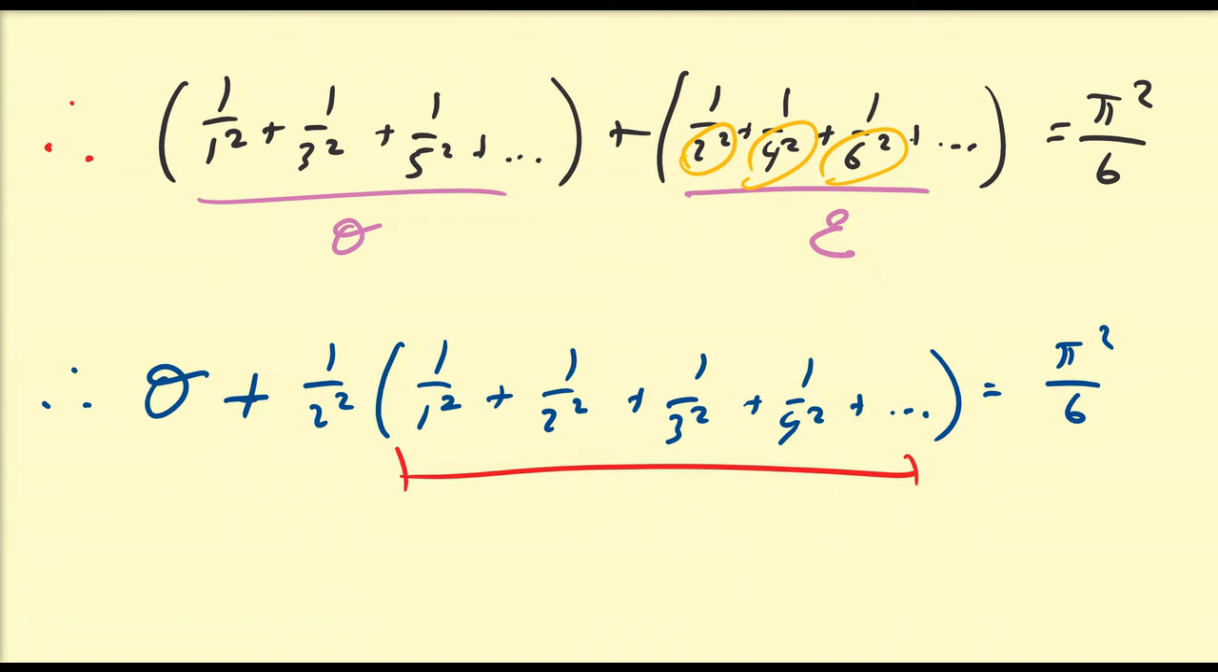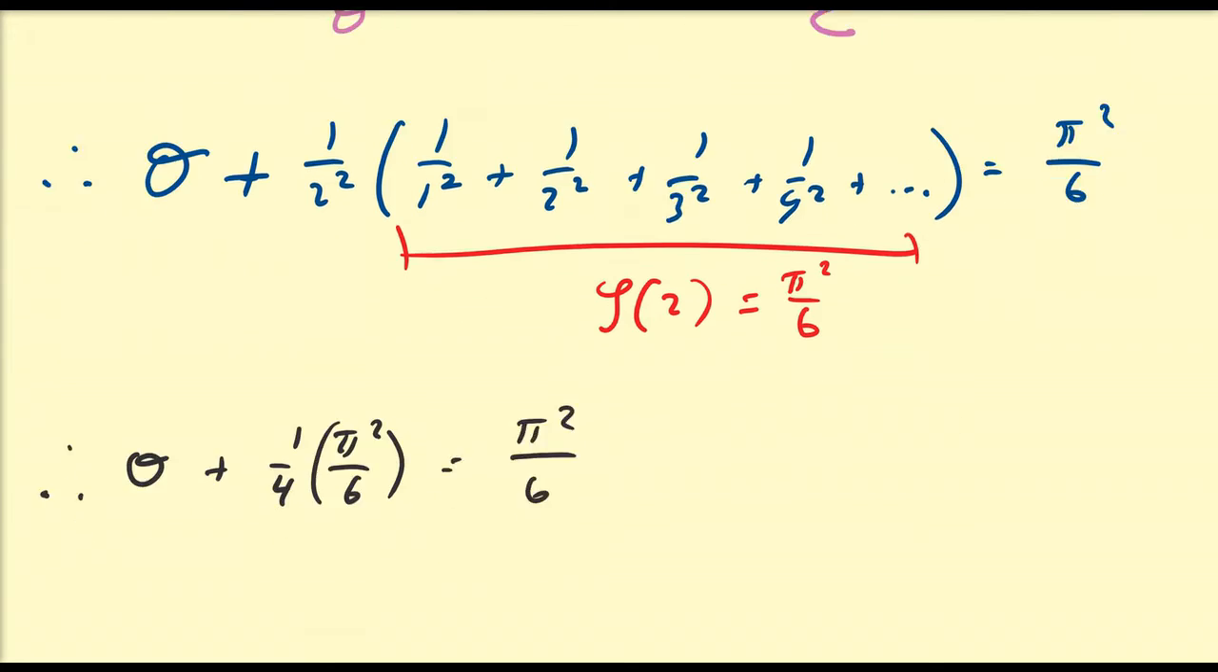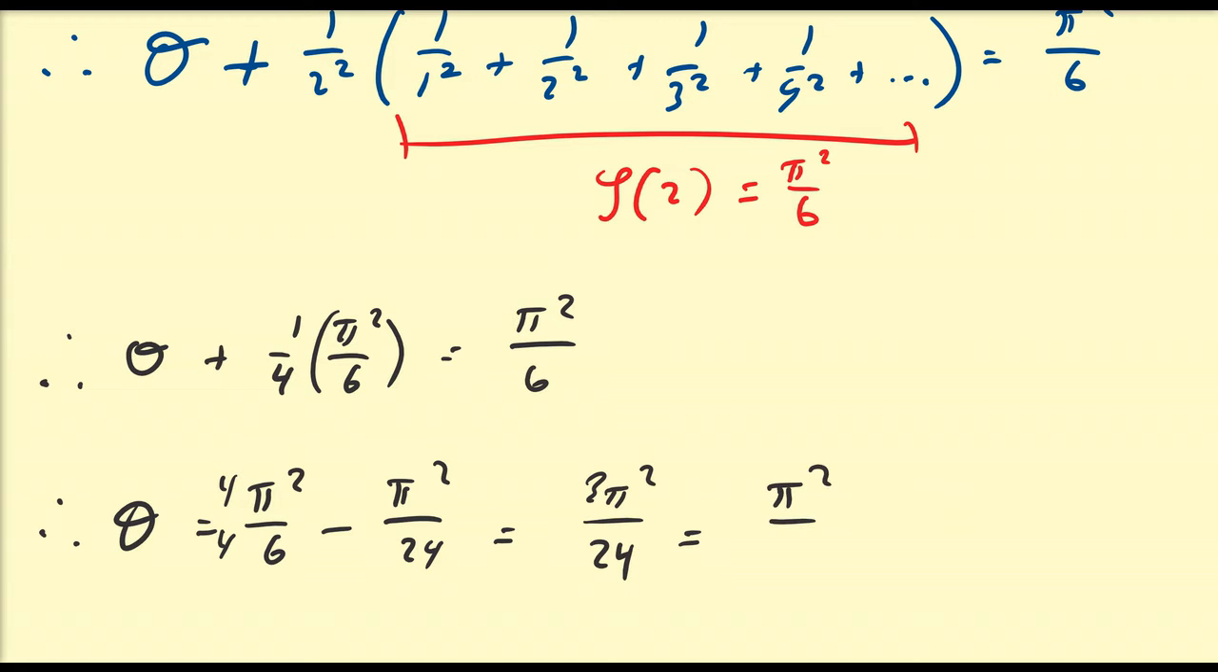So this value here, of course, is clearly zeta of 2, which we know is, again, pi squared over 6. So I have O plus 1/4 of pi squared over 6 must be equal to pi squared over 6. So I have that O must be equal to pi squared over 6 minus pi squared over 24. I'm going to get a common denominator by multiplying top and bottom by 4. So I have 4 pi squared minus pi squared, which is 3 pi squared over 24, which is the same as pi squared over 8.